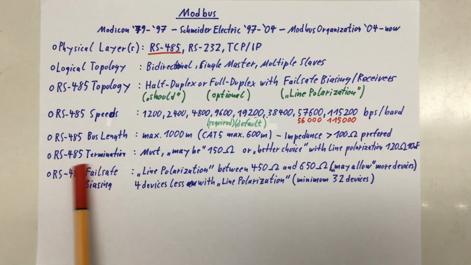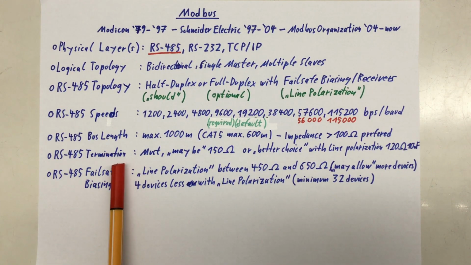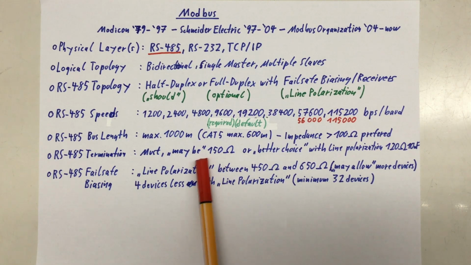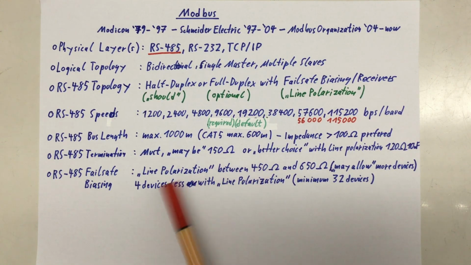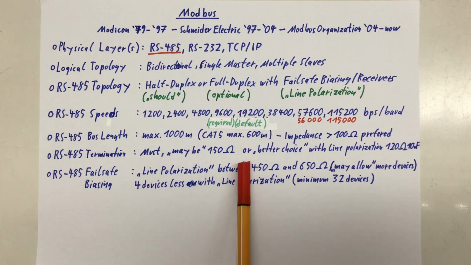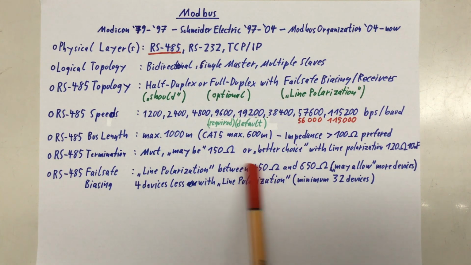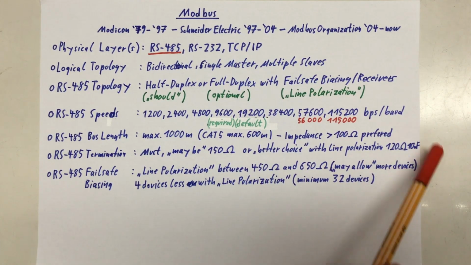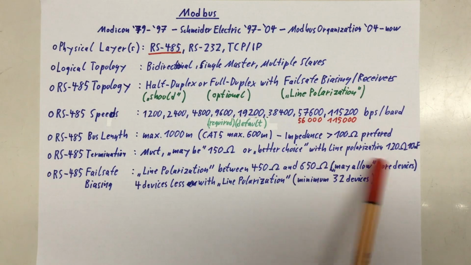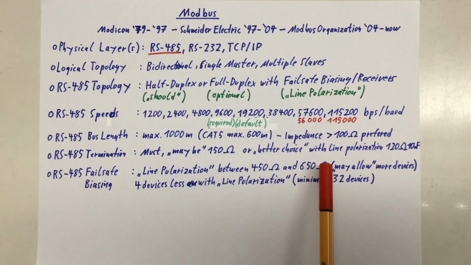The answer is that for terminating the transmission line, they are using 150 ohm resistors instead of 120 ohm ones. That out of the gate significantly reduces the load on the transmitters on the bus. Respectively, the better choice of using an RC termination with line polarization reduces the load on the transmitters even more.